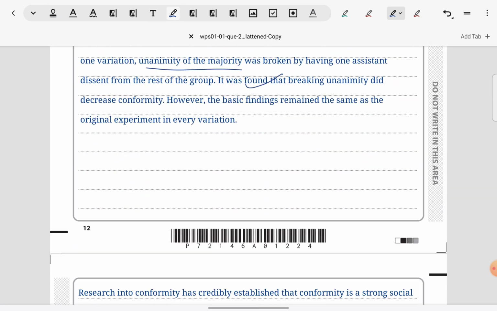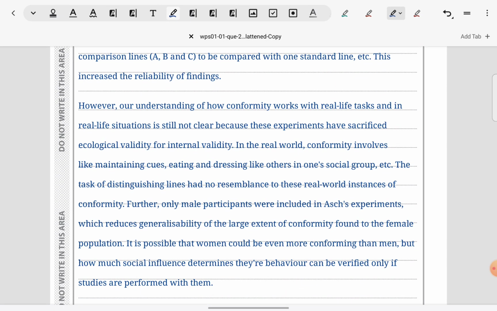But then I have also shown the other side through the weaknesses, that no doubt our understanding is good, but it is limited because real tasks, how they work out in conformity, we are not able to see, because these are just laboratory experiments. So in the weaknesses, I have taken the points related to ecological validity, that Asch's experiments have been very weak. When it comes to realism, mundane realism is lacking, and also they have been unrepresentative of large sections of the population. Like there are only male participants in these studies, no female participants. Why I have taken these points?